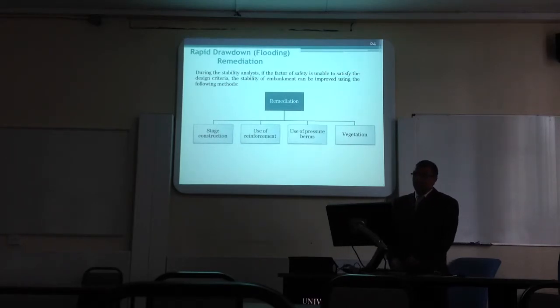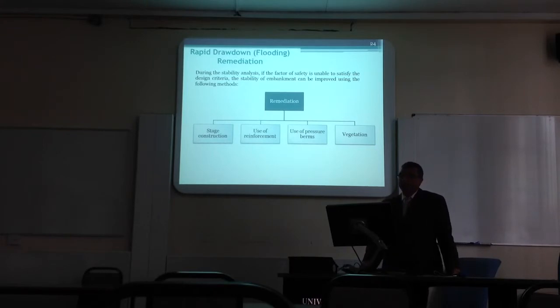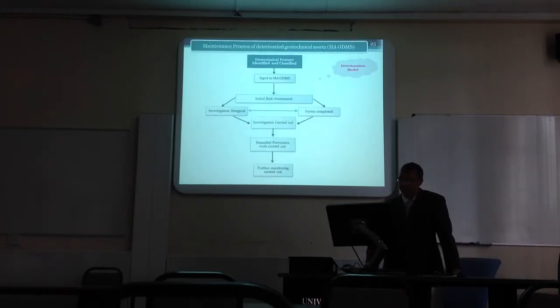So in remediation, we can take remediation action if the flooding occurs. During stability analysis, the remediation could be stage construction, use of reinforcement, use of pressure berms and vegetation. Why is it important to mention HAGDMS? Because HAGDMS use a specific format to do the remediation and maintenance of their highway assets. We can use this deterioration model in their structure, but it needs further development to use that model because they are taking only a few parameters to check their embankment.